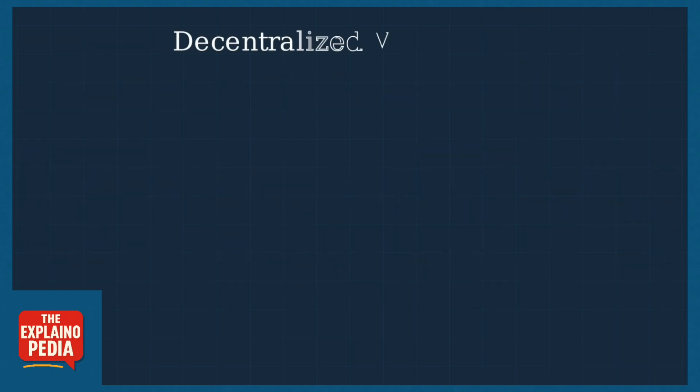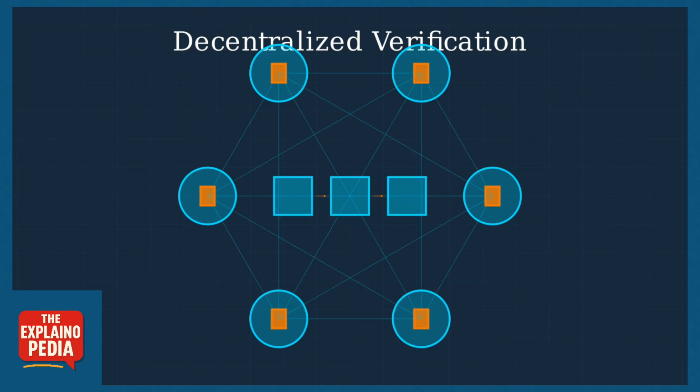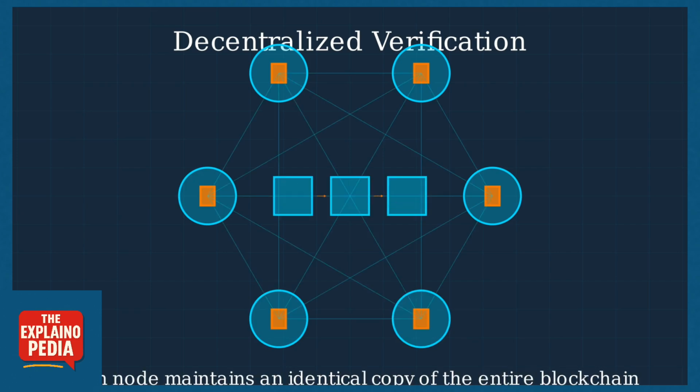In a blockchain network, verification comes from multiple participants called nodes. Each node maintains an identical copy of the entire ledger. When a new block is proposed to be added to the chain, nodes in the network must verify and reach consensus about its validity. This provides security and eliminates the need for a central authority.